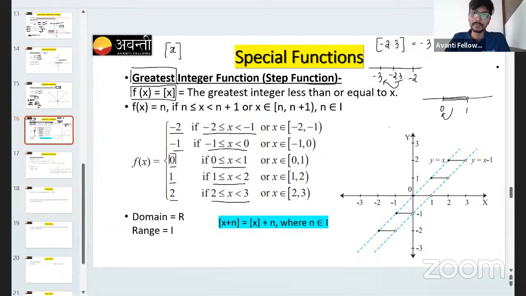Similarly, if I take any number between 1 and 2, my answer will be 1. It is only saying that if the input is taken between 1 and 2, the output is 1. So that is the basic technical definition of greatest integer function, which is step function. And just as modulus function is read as mod of x, step function is read as step of x. Okay.